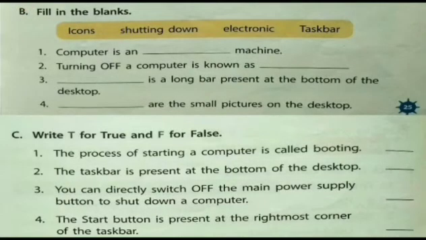Now fill in the blanks. Computer is an electronic machine. Turning off a computer is known as shutting down. Dash is a long bar present at the bottom of the desktop. So taskbar is a long bar present at the bottom of the desktop. Dash are the small pictures on the desktop. Icons is the answer for fourth number. That is, icons are the small pictures on the desktop.